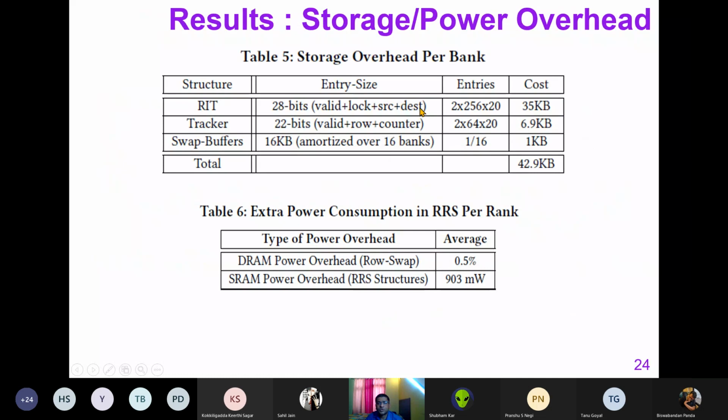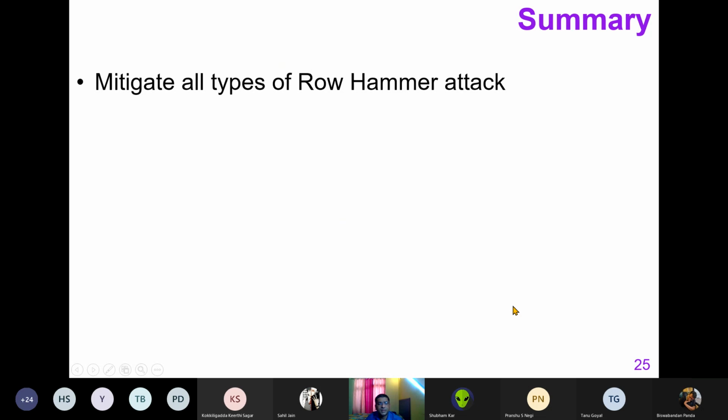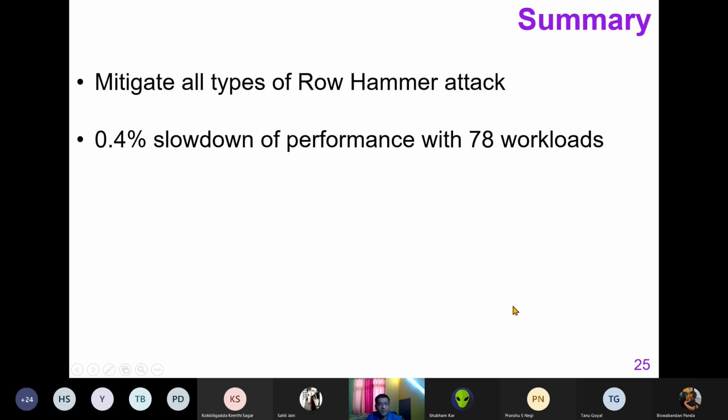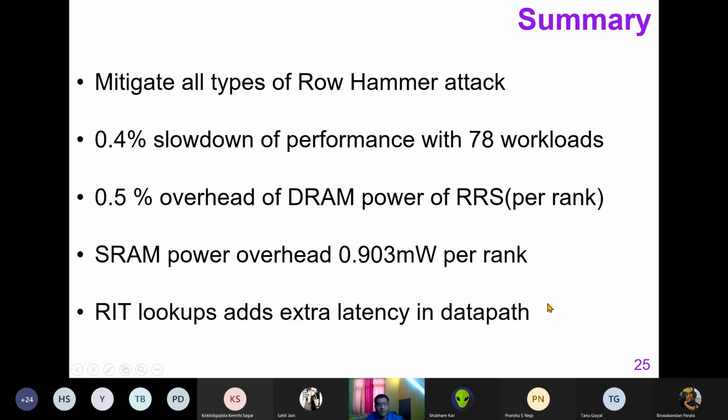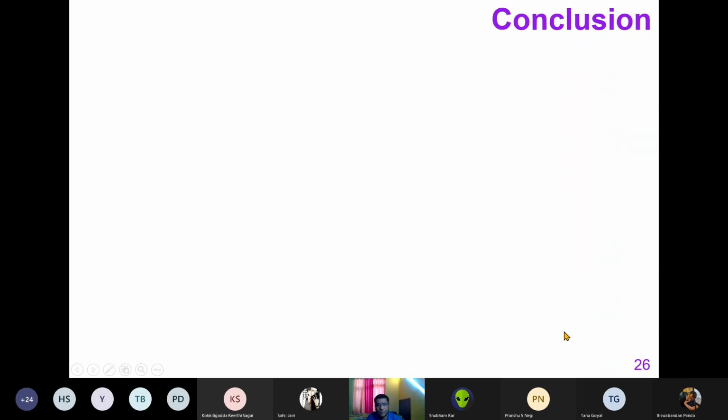It has a huge storage overhead, like 42.9 KB per SRAM per bank, and obviously there is a power penalty also. So in summary, it mitigates all types of row hammer attack, but the slowdown and SRAM power overhead are also very high, and RIT lookup adds extra latency in the data path.